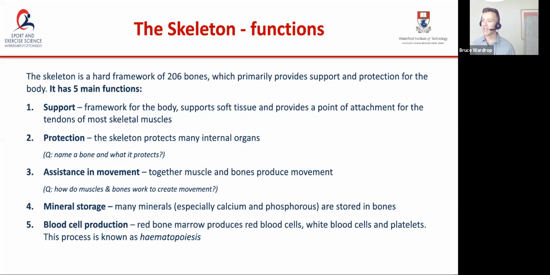And then finally, your bone marrow produces all of your blood cells. So your red blood cells, your immune cells, and your platelets are all produced inside your bones, in your bone marrow. So that's where your red blood cells are produced, and then they're released out into the circulation. So 5 key functions for your skeleton there: support, protection, movement, mineral storage, and blood cell production. The correct term for blood cell production there is hematopoiesis.